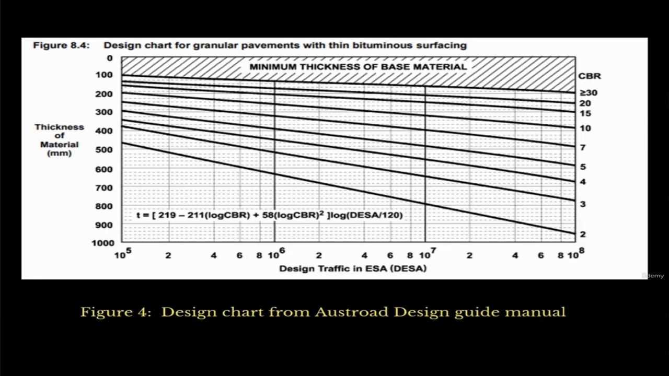So this is a typical example. This chart is a typical example that I cut out from the design manual. What you'd have here is your CBR, your California bearing ratio. You find your California bearing ratio using a DCP test. So when you find your California bearing ratio from your DCP test, let's say you found a California bearing ratio of 4, you have your ESA.